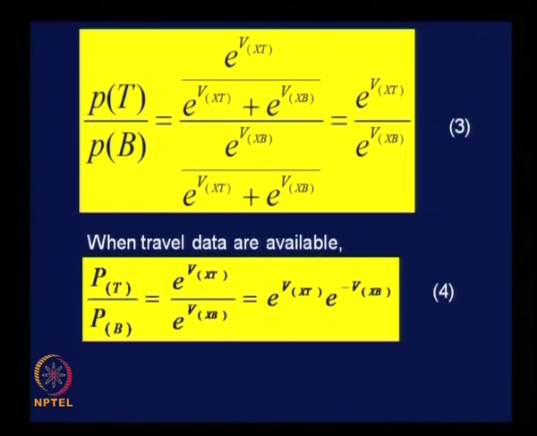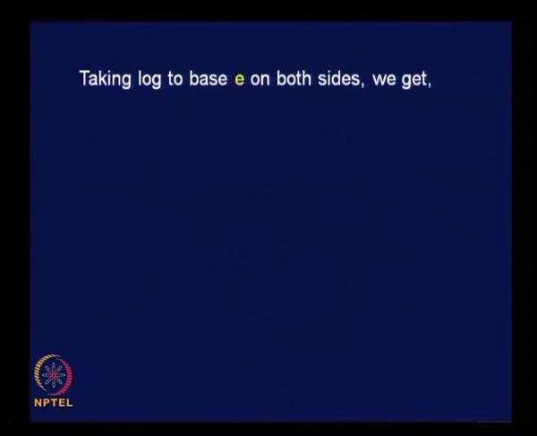Now let us do one more manipulation at this stage. Let us take logarithm to the base e on both sides, so that the value does not change for the involved variables. Taking log to base e on both sides, we get simply ln of Pt minus ln of Pb to be equal to Vxt minus Vxb.